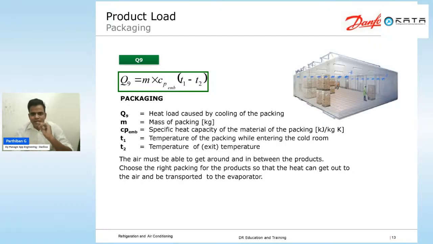Now next is the package load. Many of the fruits and vegetables will have some storage packages. It can be a wooden package or a cardboard box. So these packages also will come into the cold storage.